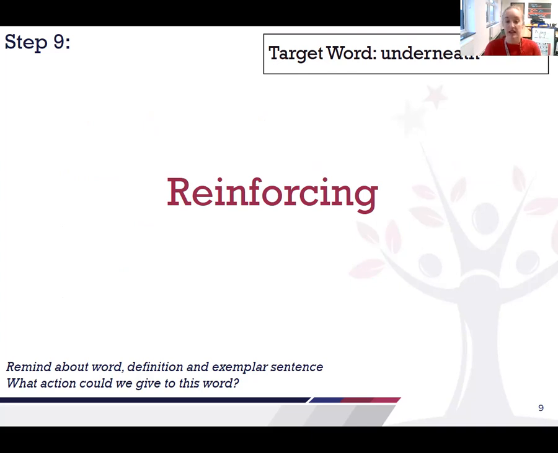If I was going to give an example sentence, I could say that Miss Reed's chair is underneath her desk. And if I was going to give an action to this word to help me remember it, I'd probably go like this. I'd say underneath.